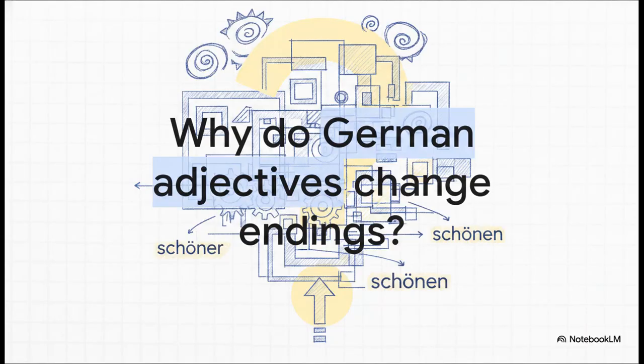So what's the deal? Why do German adjectives constantly change their endings in the first place? I mean, from the outside, it seems totally unpredictable. One minute it's schöner, the next it's schönen, and it drives learners absolutely crazy. But here is the secret. It's not random at all. Not even a little bit. It is actually this incredibly logical, highly efficient system. And today's breakdown is finally going to make sense of it all by showing you the hidden architecture behind every single one of those changes.